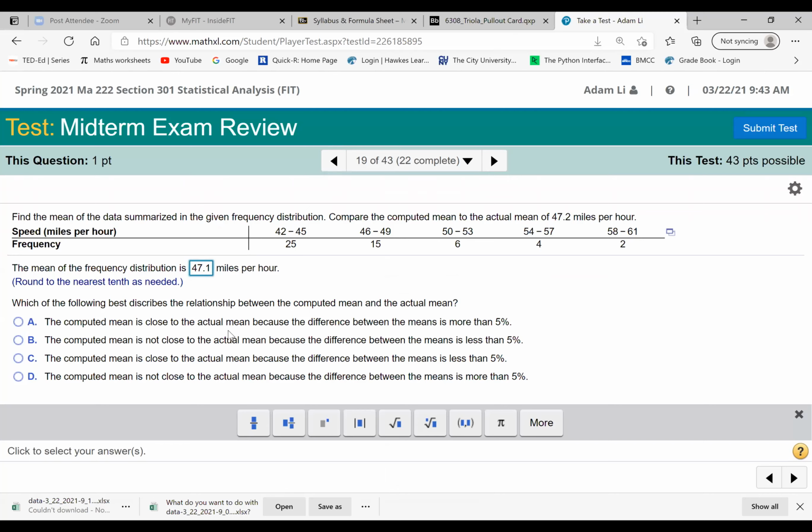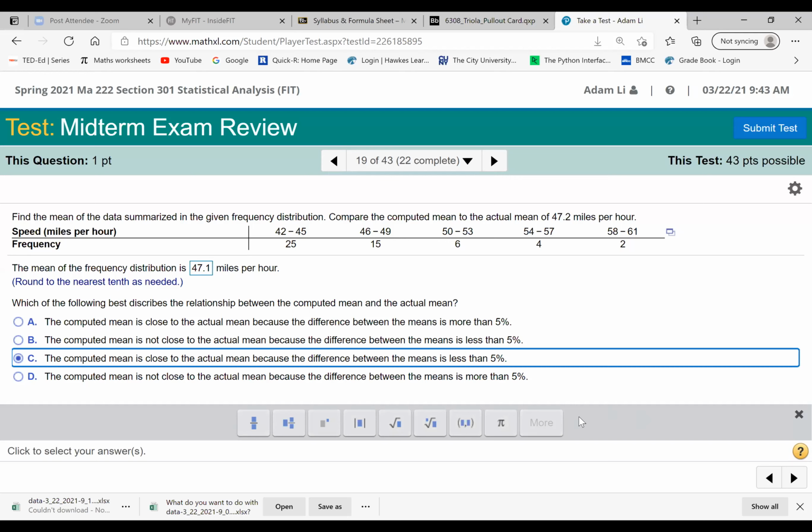Now, which of the following best describes the relationship between the computed mean and actual mean? Actual mean is 47.2, computed mean is 47.1. So using 47.2 minus 47.1, that will be 0.1, divided by either number, 47.1. That should be less than 1%. It's definitely less than 5%. So the computed mean is actually close to the actual mean because the difference between the means is less than 5%. They are very close actually.